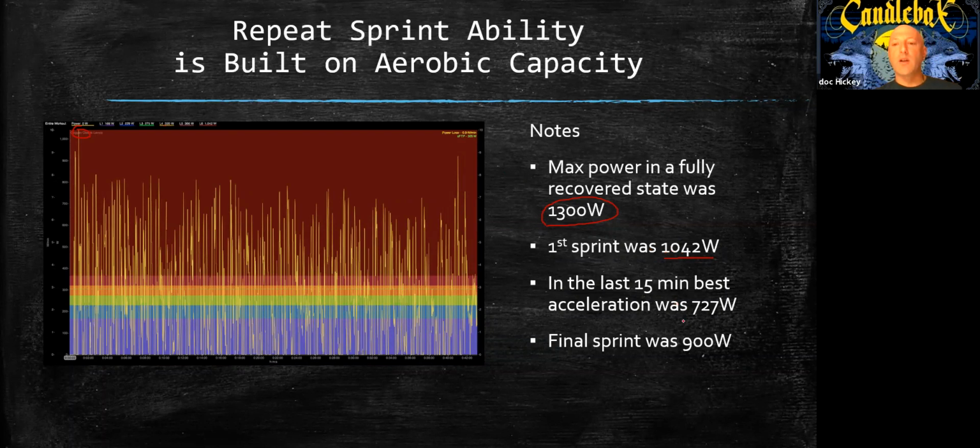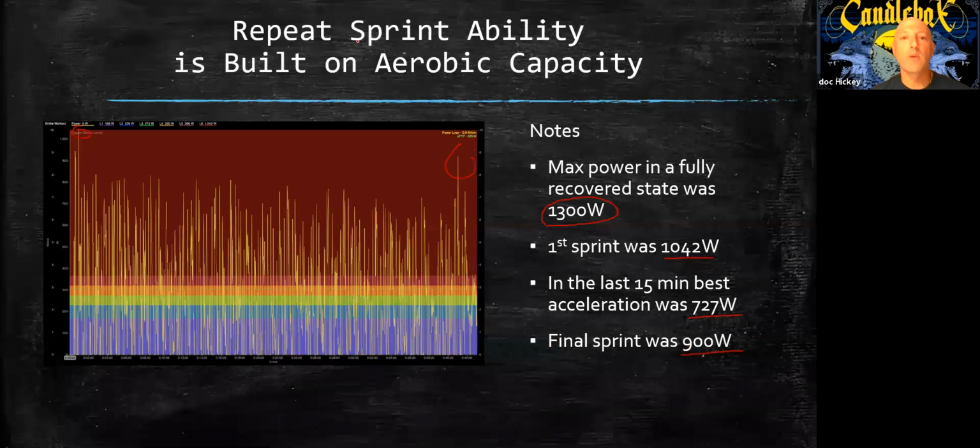And now when we take a look here, as the athlete goes on, in the last 15 minutes, their best acceleration was a little more than half of their max power. And then in their final sprint right there, they were only able to hit 900 watts, again less than their max power. This athlete did not win this race.